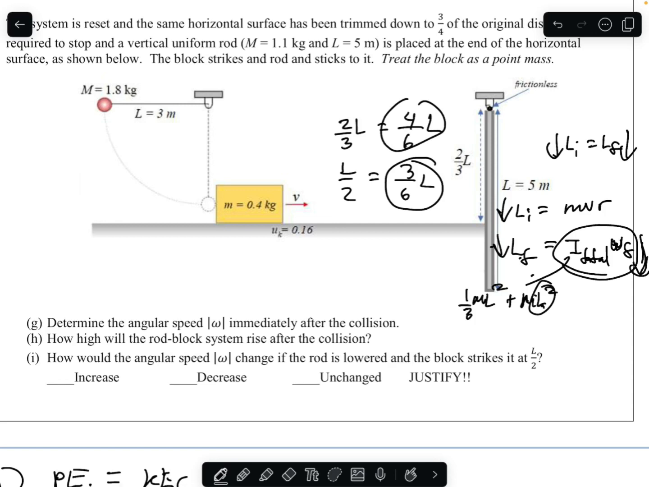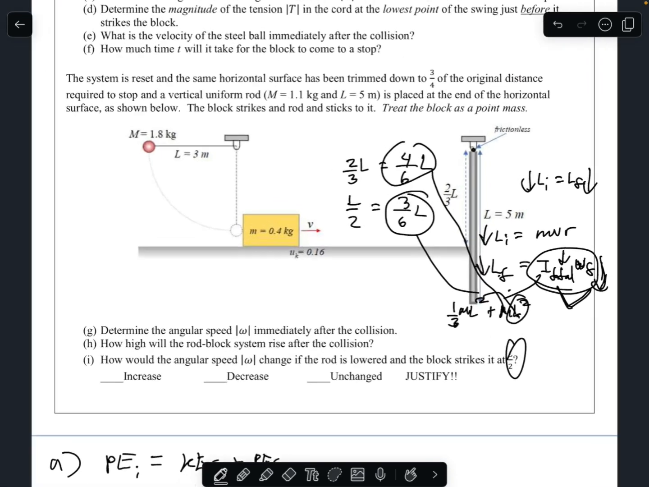I total will also decrease because of 1/3 ml squared plus ml squared, and this L is going to go into there. So when this is less, the I total is also going to be less. Both of these are less, which is why final angular momentum will also be less. And this is all because initial angular momentum is less because of mvr, which decreases because of L over 2. Yes, thank you.